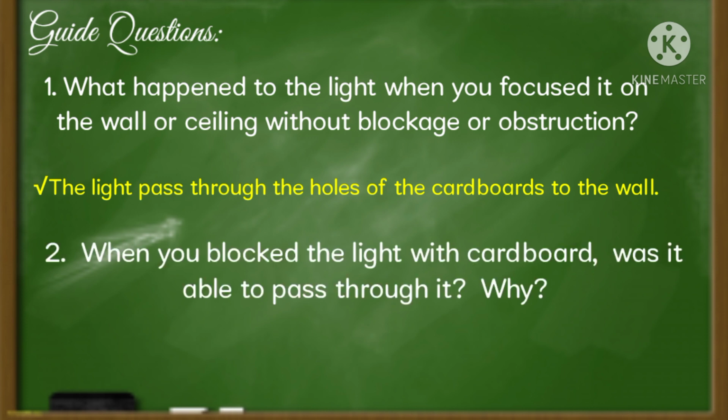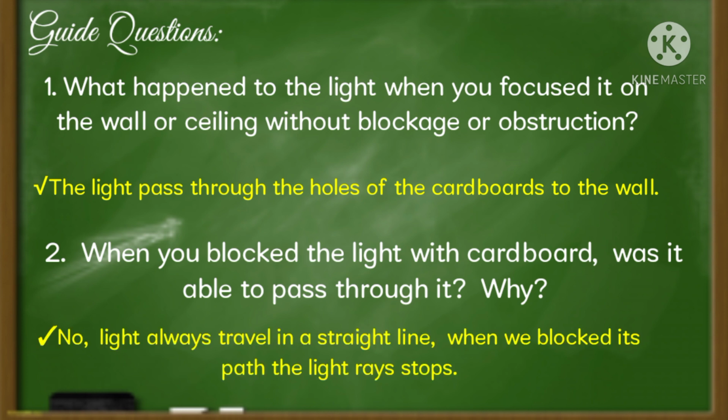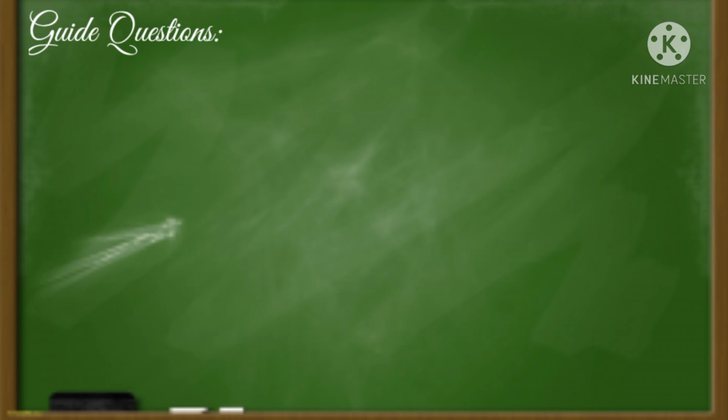2. When you blocked the light with cardboard, was the light able to pass through it? Why? The answer is no. Light always travels in a straight line. When we block its path, the light rays stop.